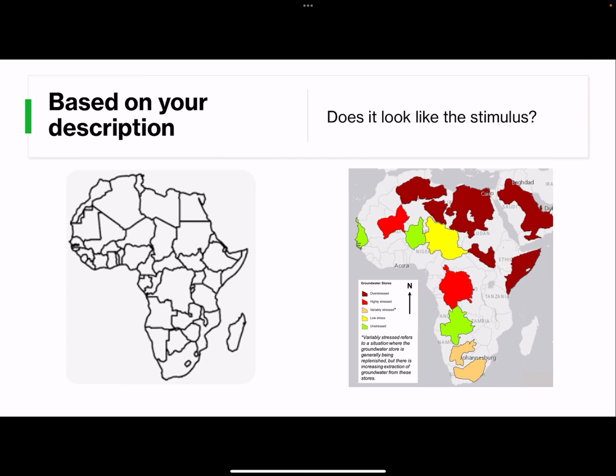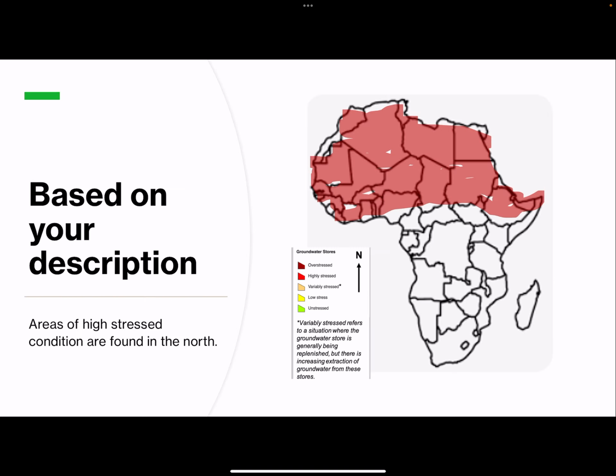So based on the description that you provide, am I then able to fill up my map here? This is exactly what I mean, to help you visualize. What's the function of your description? Based on your description, if you tell me areas of high stress condition are found in the north, what would I shade? I will find a corresponding color and shade which part I believe is the north of Africa.